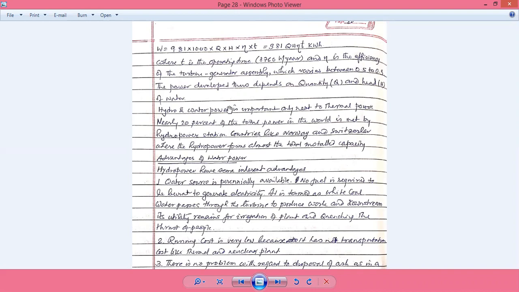Hydro and water power is important, next only to thermal power. If thermal power gives 80% of production, at least 20% of the total power of the world is being produced by hydroelectric power stations, where in our country it is comparatively less than in other countries like Canada and USA, where we have high falls which we can use to convert into energy.